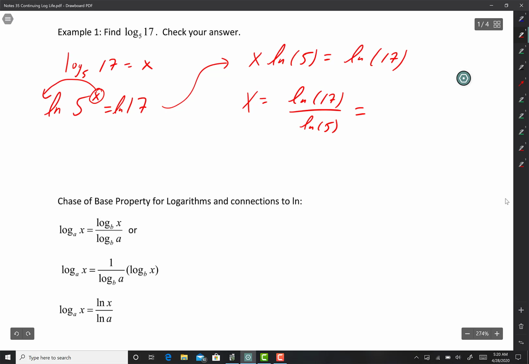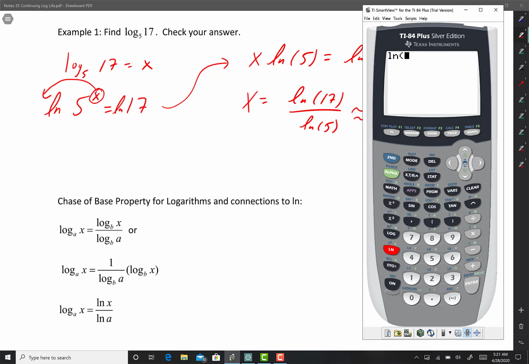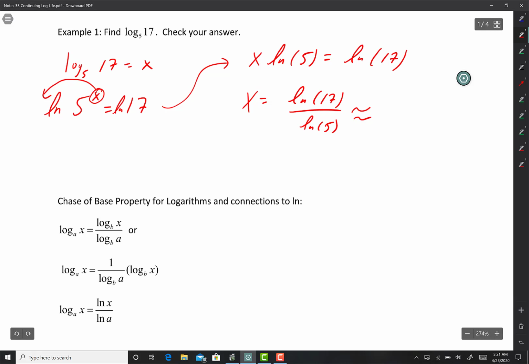And if you want to know what that is, I guess I should write approximate because it's a decimal that goes on forever. I'm going to take my little calculator here. I'm going to write ln 17 divided by ln 5. And then I push enter, and you get that number, 1.760. So let me write 1.760. It says to check my answer.